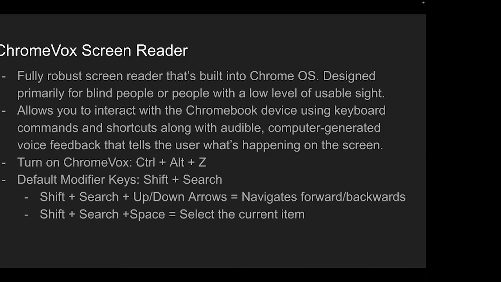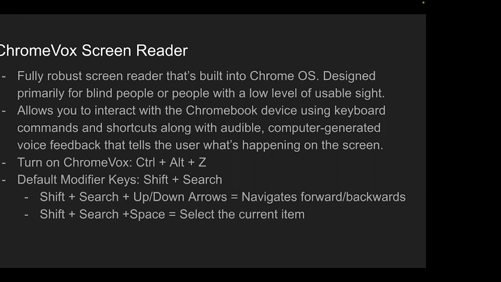And it's pretty easy to turn this on. You can go through that accessibility menu I was describing and click it to toggle it. Or there is a shortcut. You can press Control+Alt+Z, and that will turn ChromeVox on or off.